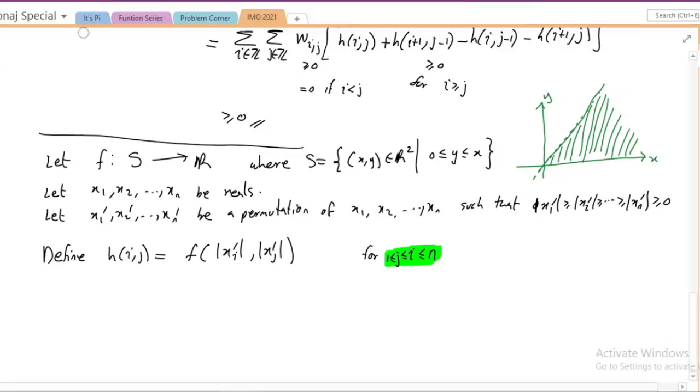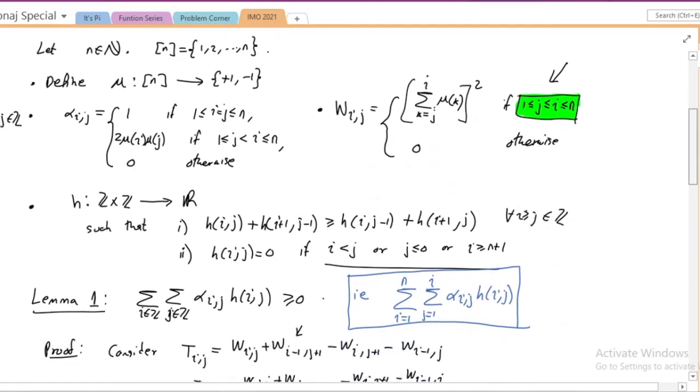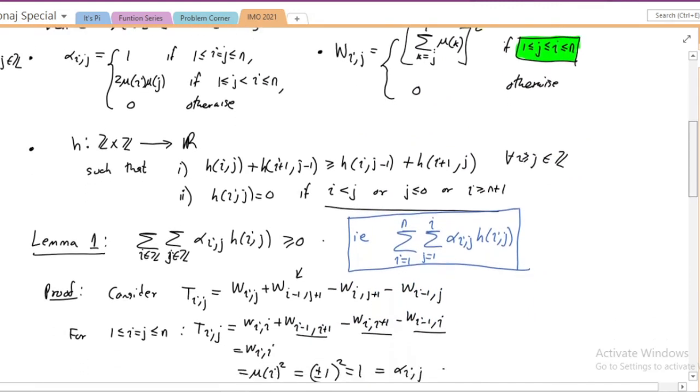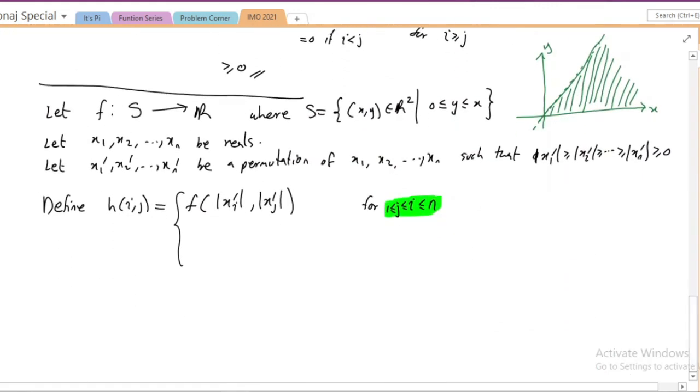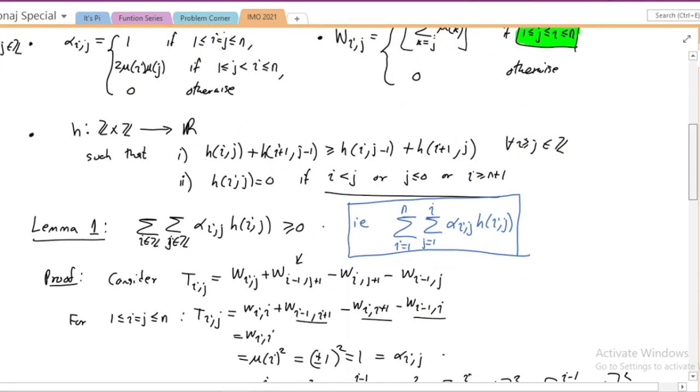So far so good. Now, but h is supposed to be defined everywhere on z cross z. So going by the second condition of h, you can just set it to be 0 everywhere else. Just take that as a natural definition. So this is 0 otherwise. So based on this, there's no problem with f. It's now about the first condition for h. So we need this condition to hold for i greater than or equal to j.